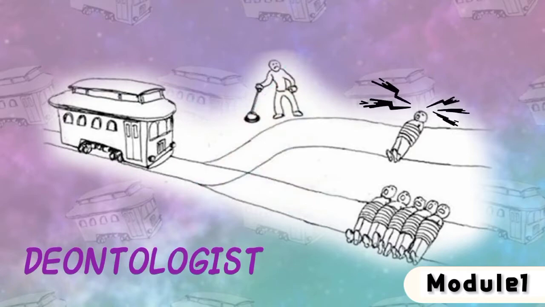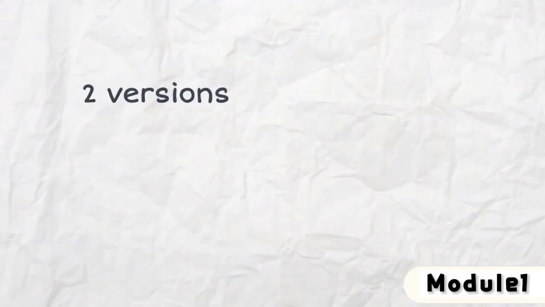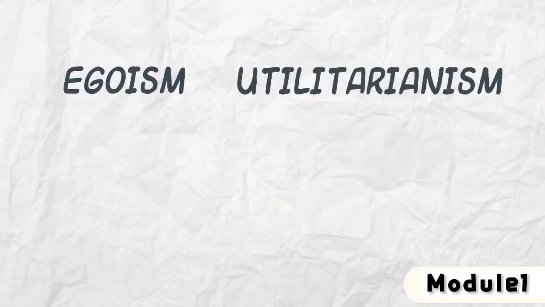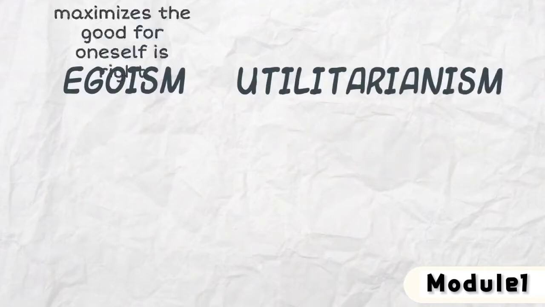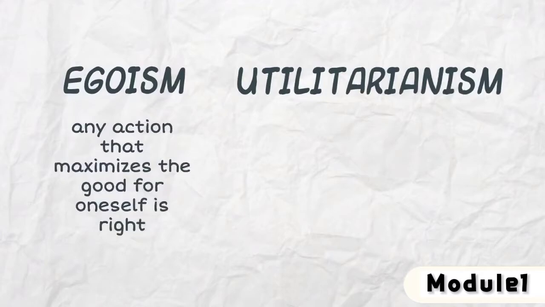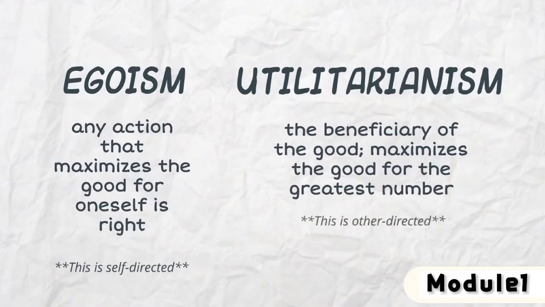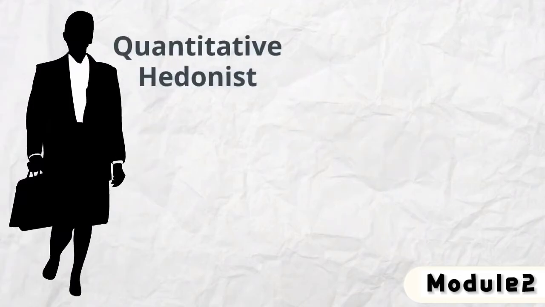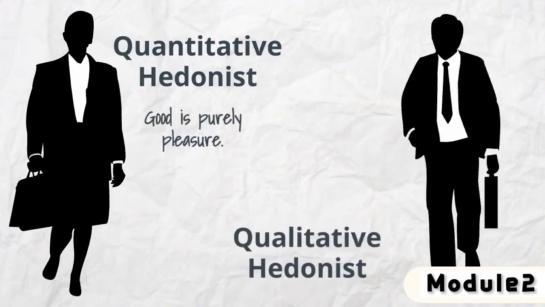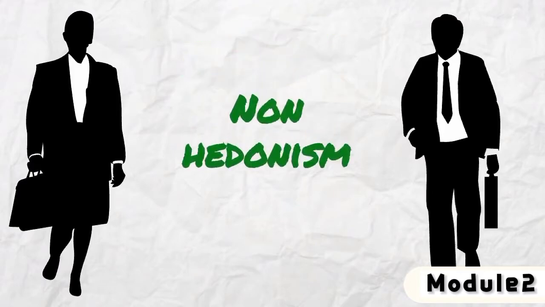The teleology has 2 versions that show their view regarding the beneficiary of the good, which are egoism and utilitarianism. Egoism says that any action that maximizes the good for oneself is right, while utilitarianism is based on the beneficiary of the good or for the greatest number. A quantitative hedonist defines good as purely pleasure, while a qualitative hedonist defines good as intellectual pleasure. The opposite of this is non-hedonism.